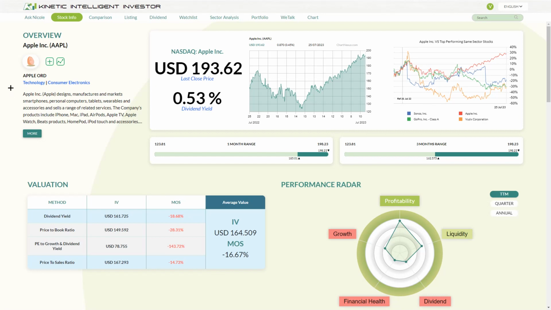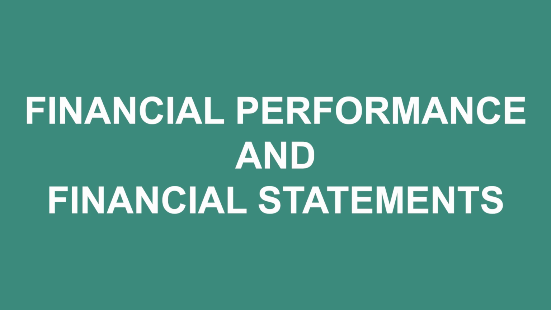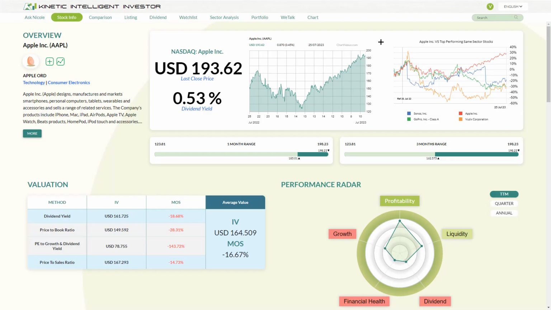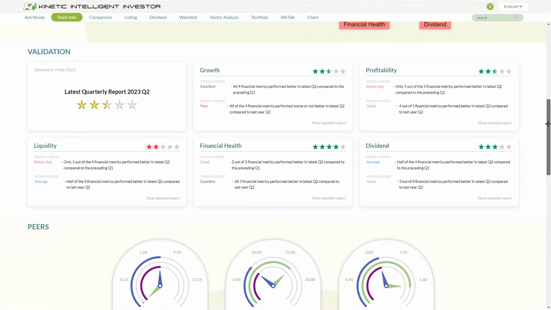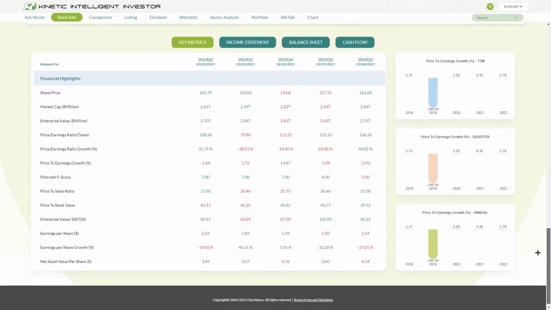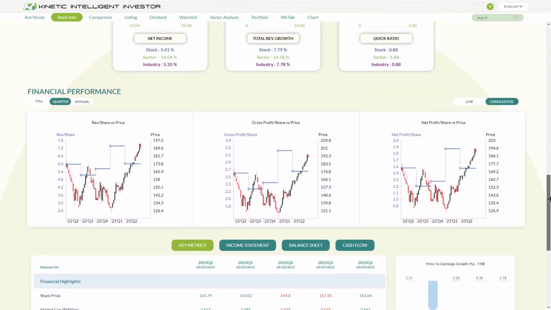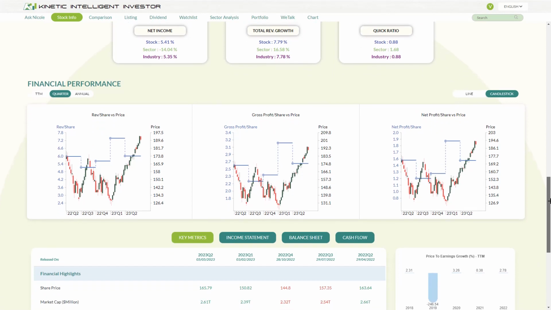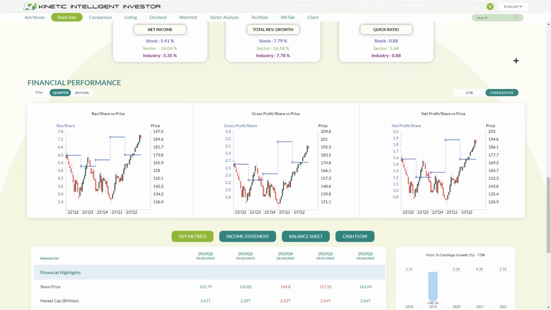So for today's video, we will be talking about another helpful part of the stock information feature, which is the financial performance and financial statement section. This is where it will become more technical as we will be looking at the finances of a company. So let's begin. Let's navigate our way first to the financial performance chart.